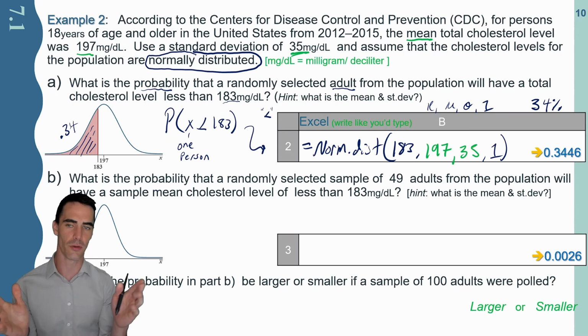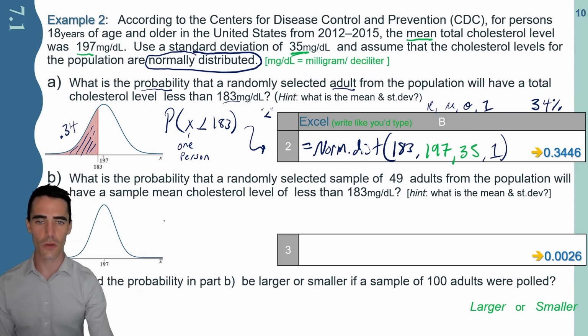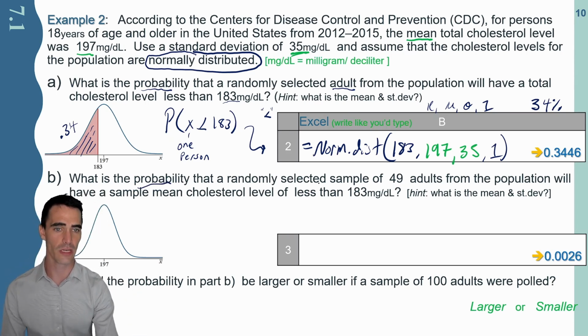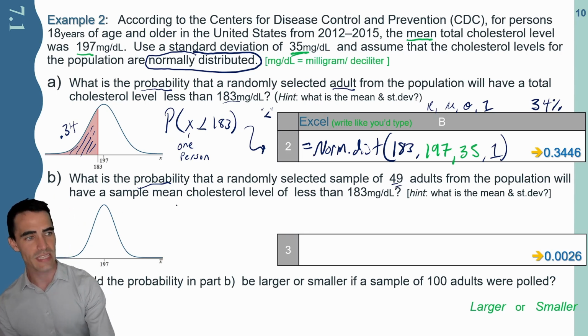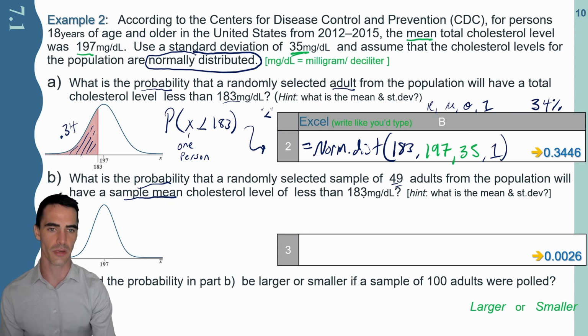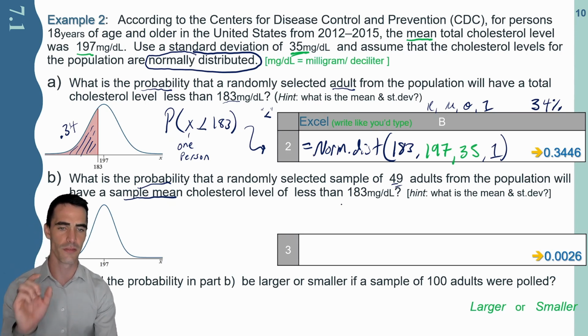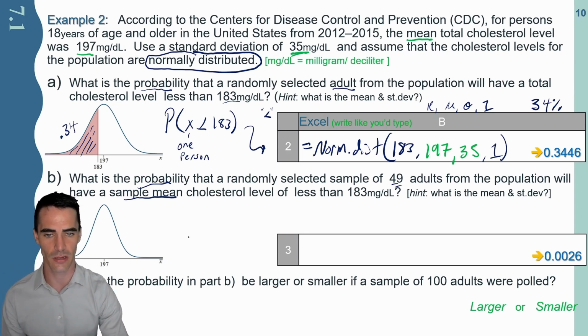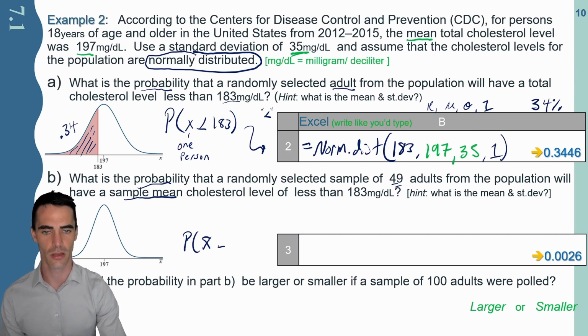What if we take a group of people? How will that change? What is the probability that a randomly selected sample of 49 adults from the population will have a sample mean, there's that key word, cholesterol level less than 183. So very similar question from above, but in this case, I'm asking, and I'll write it here, the probability that the sample mean, x bar, is less than 183.